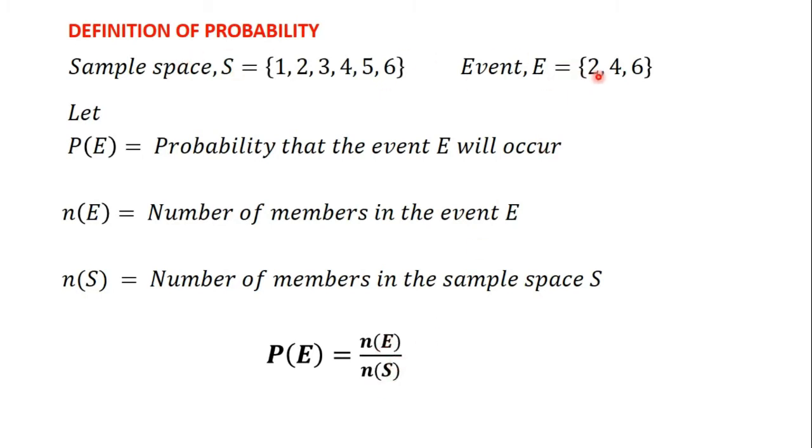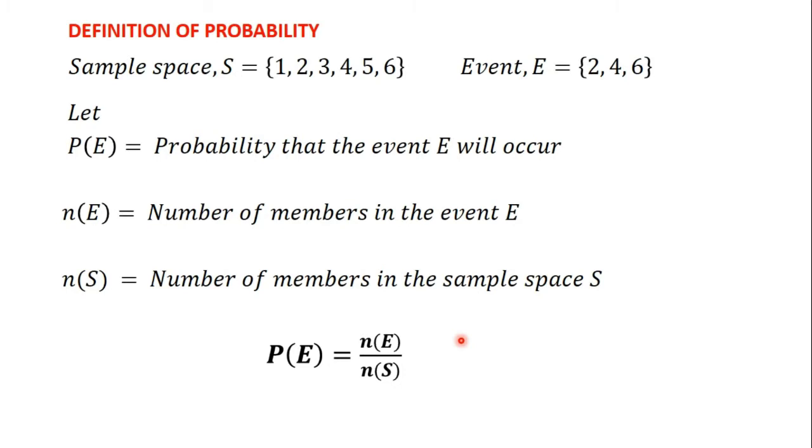So for this experiment here, the number of members in the event E is 3. We have 2, 4, and 6. So the number of members is 3, so N(E) is 3. And the number of members in the sample space S is 6. This means that the probability that E will occur is equal to 3 divided by 6. And when you simplify that, you get 1 divided by 2. So the probability that an event will occur is equal to the number of members in the event divided by the number of members in the sample space.